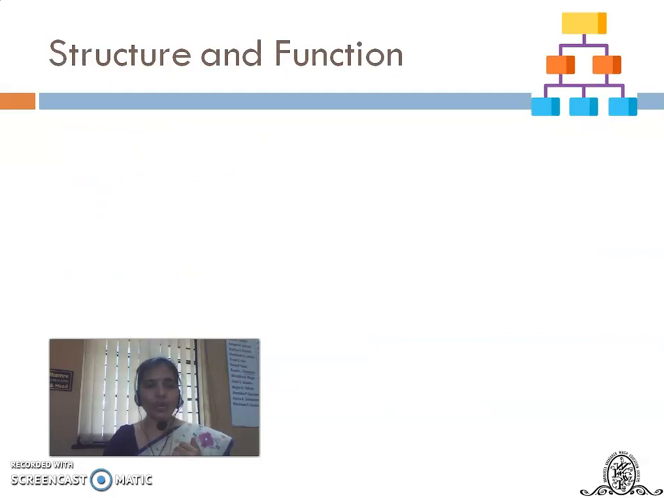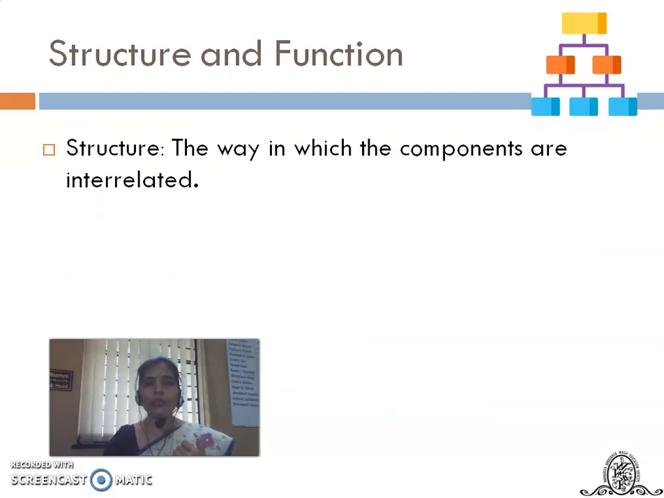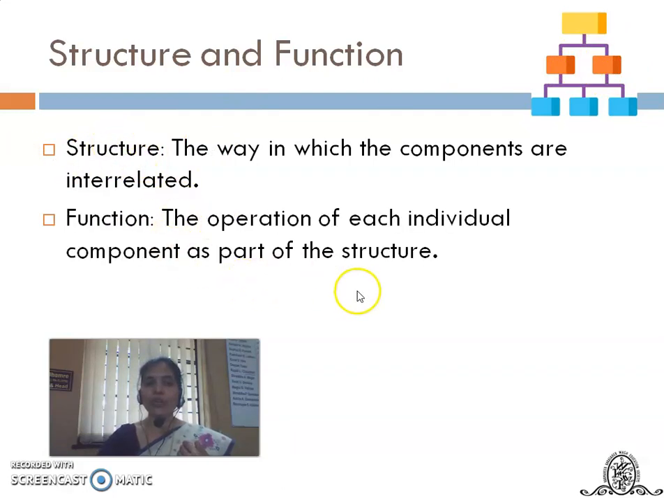The first one is the structure. A structure is the way in which components are interrelated. So at every level, the subsystems are going to be linked to each other, and how they are interrelated is what is dealt with in structure. And the function is the operation of each and every individual component which is a part of this structure. So operations done by every subsystem fall under the function category.